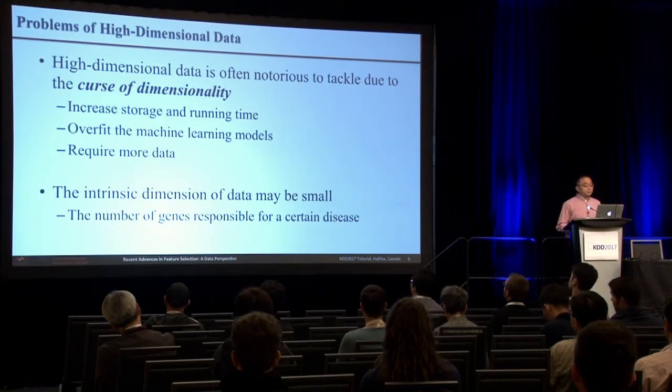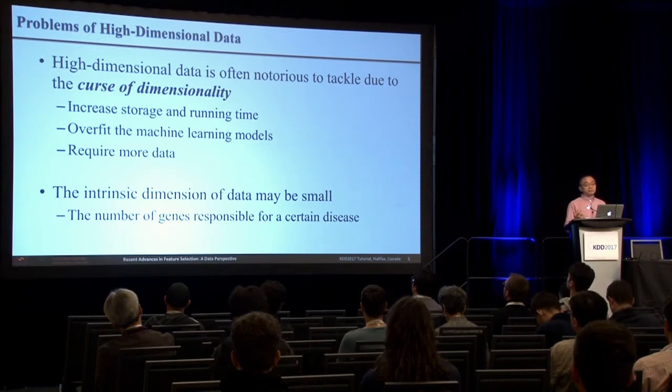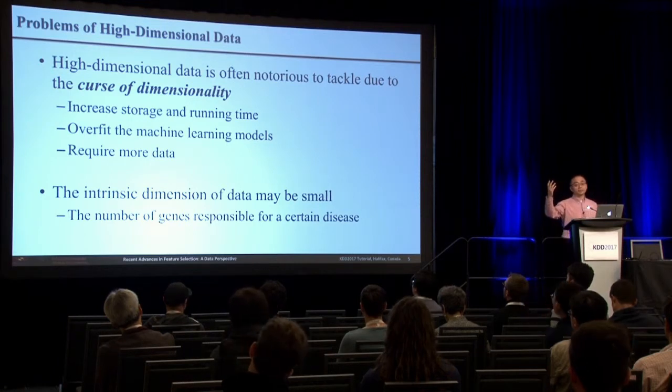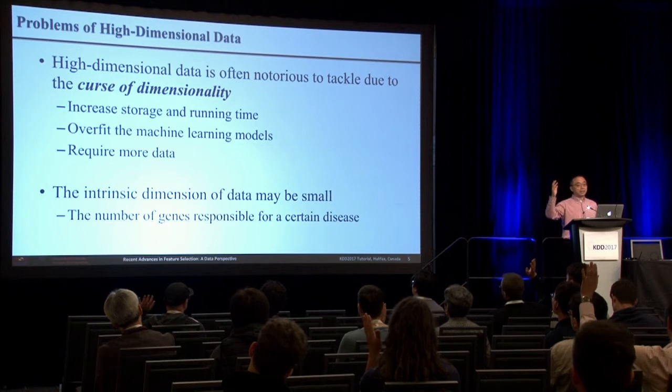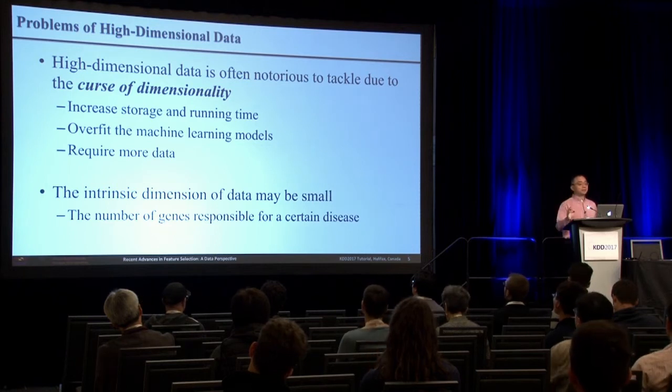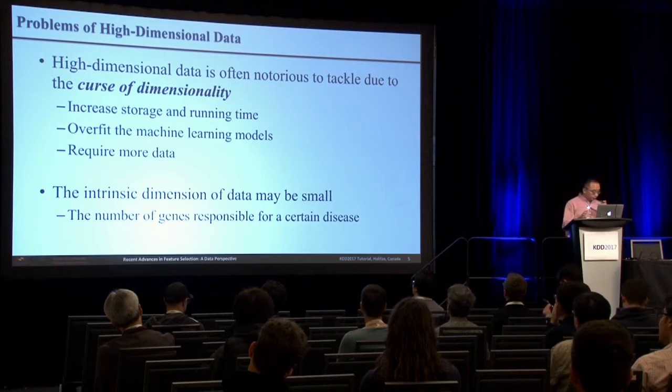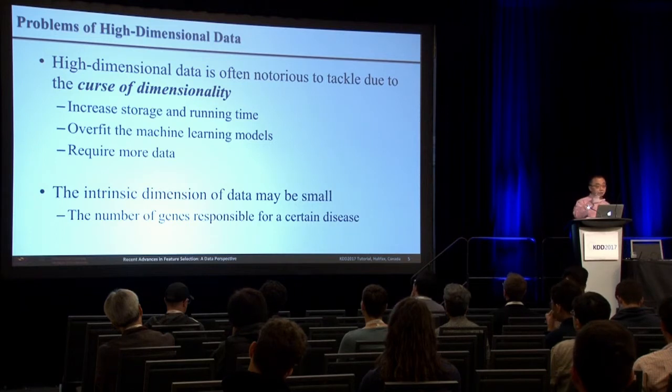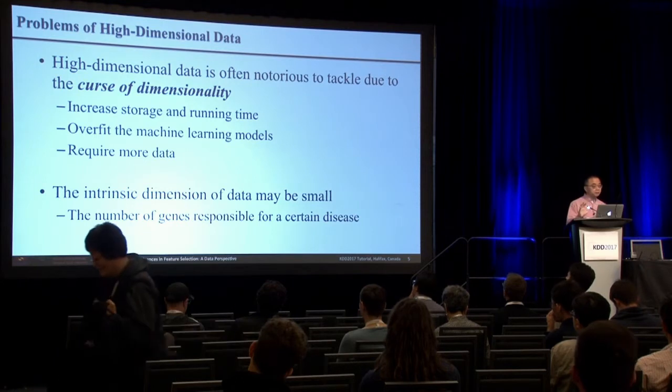Now, problems with high dimensional data. There's something called the curse of dimensionality. How many of you have heard about curse of dimensionality? Excellent. That explains why you are here. So you still believe that feature selection is needed. Maybe you haven't heard about the curse of dimensionality. We will give you some examples later, okay?